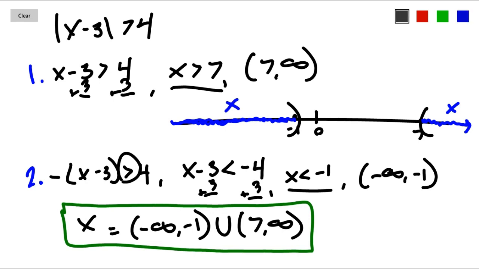So every number in between negative 1 and 7 is no man's land. It does not represent x.